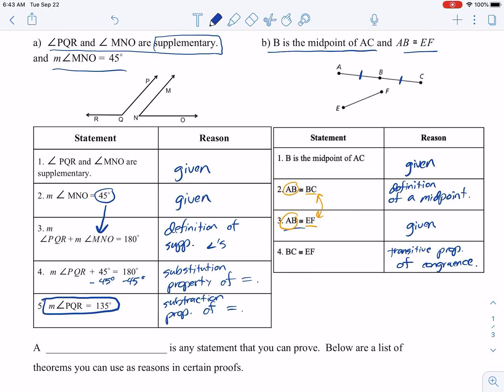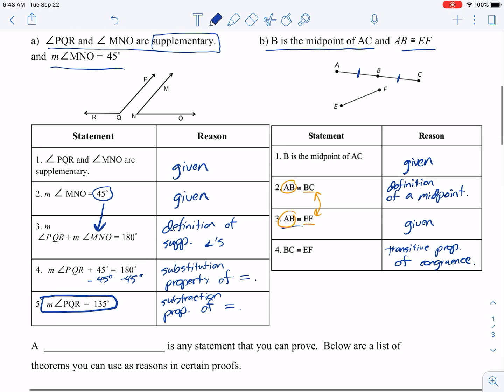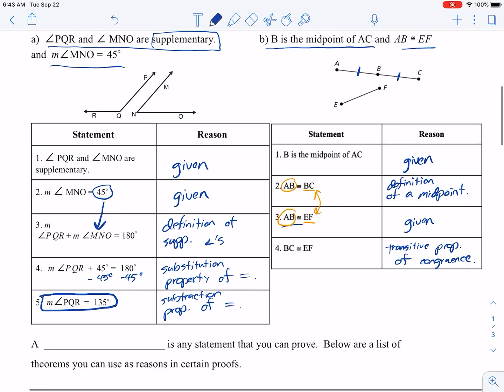Not equal lengths just yet. Although if they're congruent segments, they're gonna have equal lengths. Right now we're just stating that they are congruent.